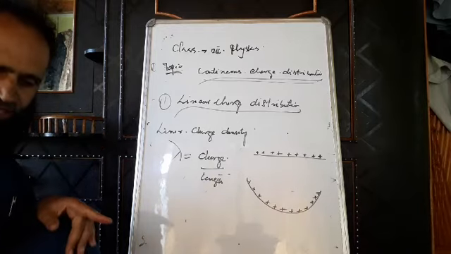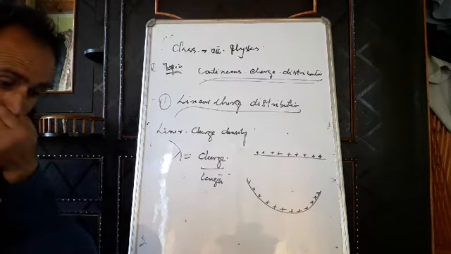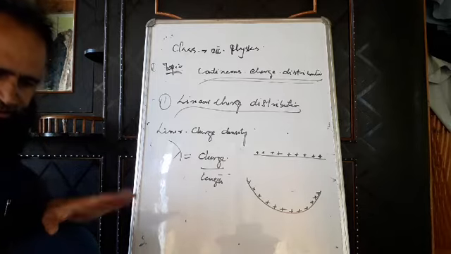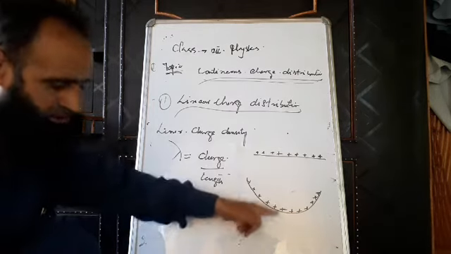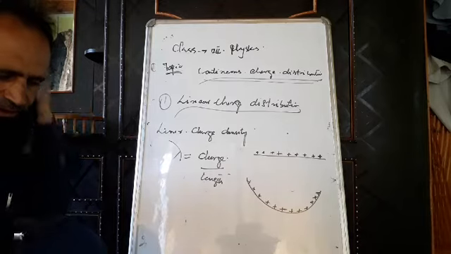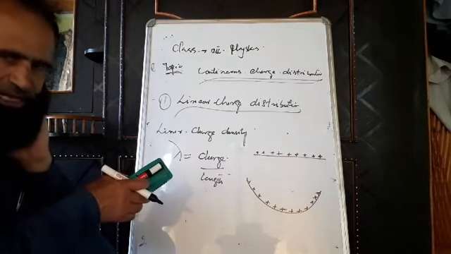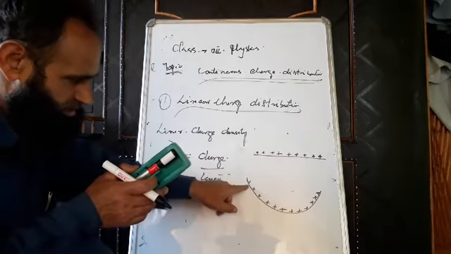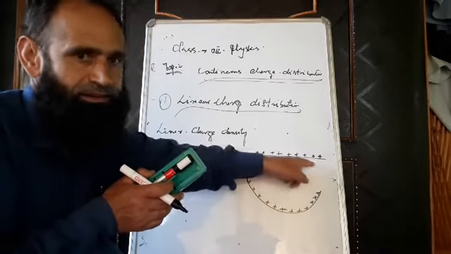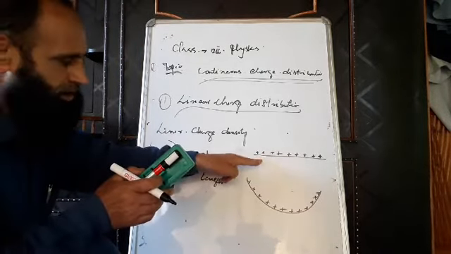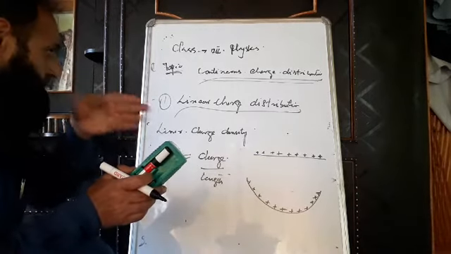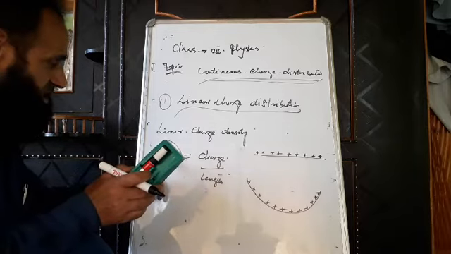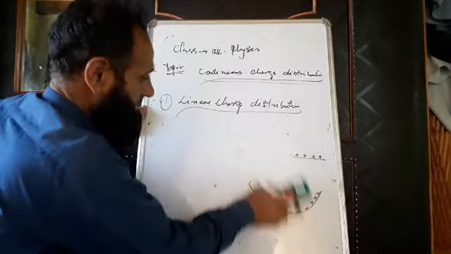When the charge is distributed continuously over a straight line or over the circumference of a circle, in this case we use the term linear charge distribution. That means charge is distributed over the line, not over the surface. This is a circular line, and this is a straight line. The charges are distributed either on this line or on this line. Then the charges are said to be linear charge distribution, and the term is called linear charge density, shown by the symbol lambda.